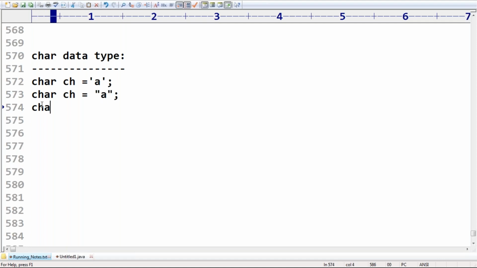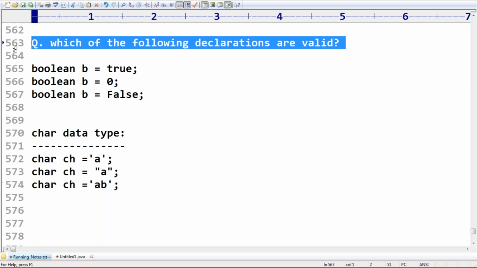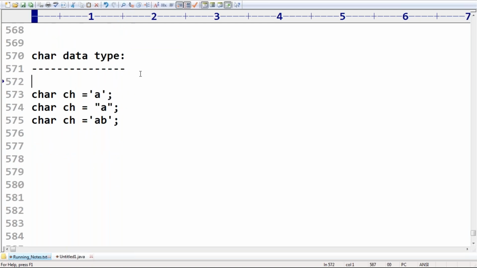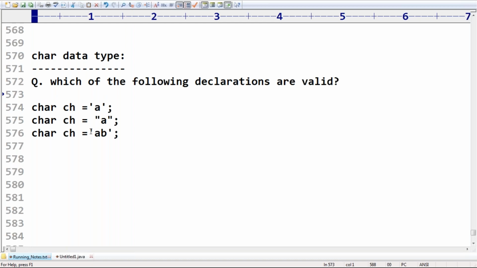Suppose I take char ch is equal to 'ab'. Can you please confirm whether it is valid or invalid? Invalid. What is the reason for that? Within single quotes, you have to take one character, but not multiple. Remember, this is the first way, sir.